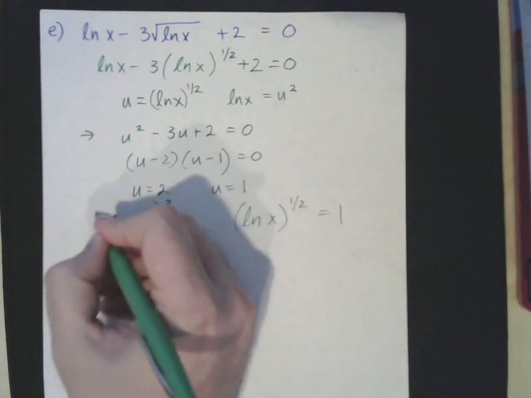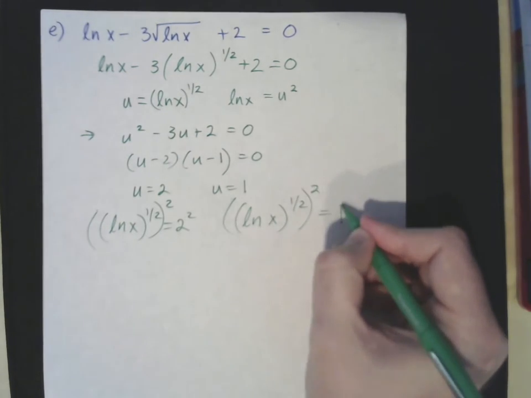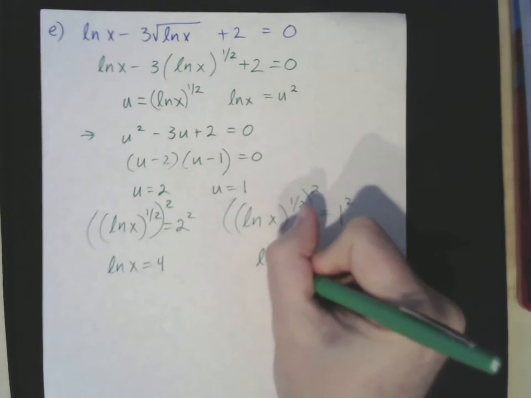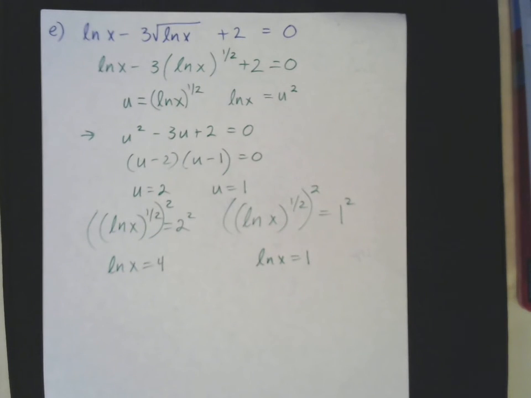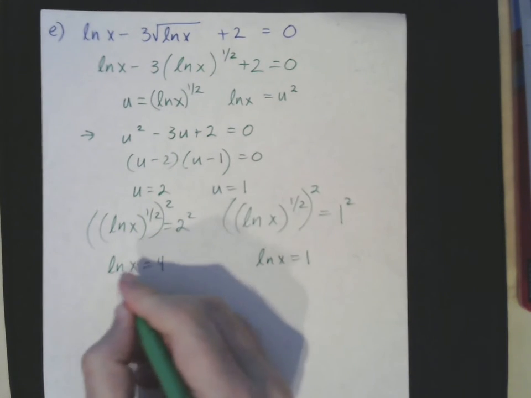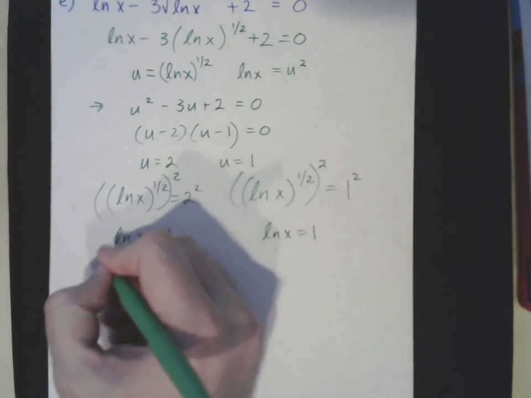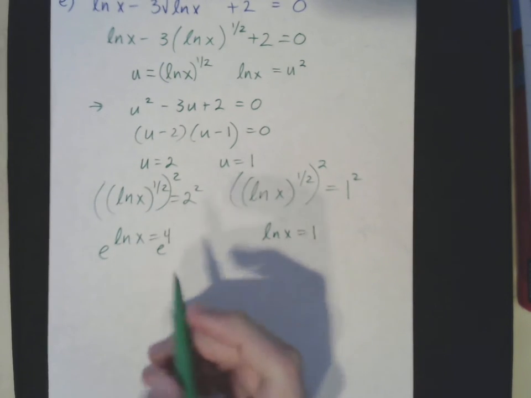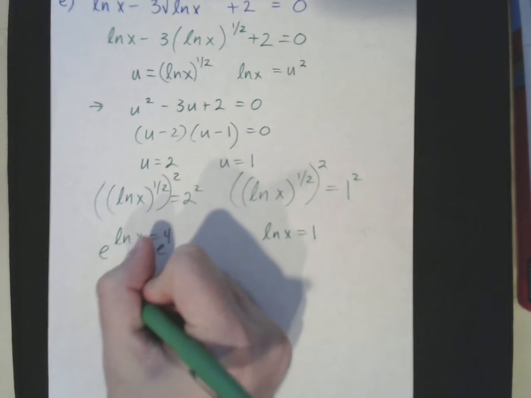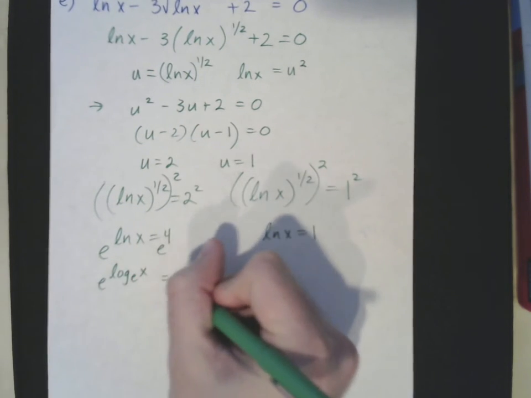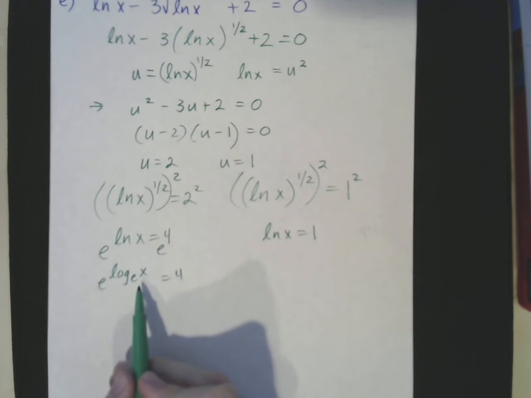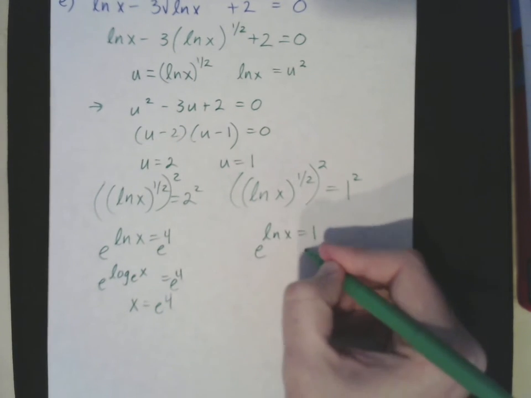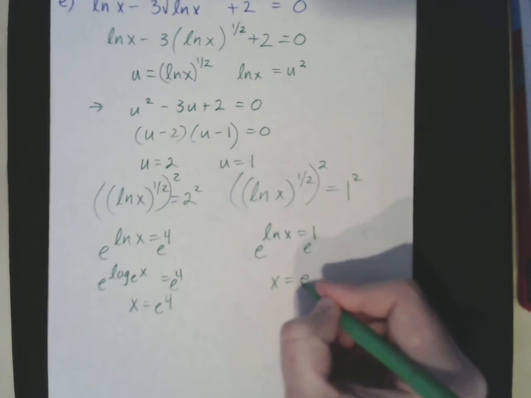So we're going to square both sides, and we get ln x equals 4, or ln x equals 1. And so for ln x equals 4, we e both sides, meaning you're raising e to the power of both sides of your equation. e to the ln of x is the same as e to the log base e of x. And remember, anything raised to the log of the same base cancels, so this is x equals e to the 4th. And over here, if we e both sides, we get x equals e.